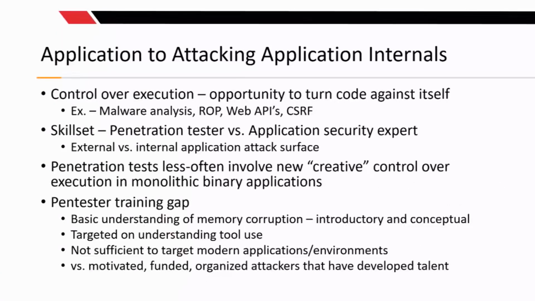And so we have control over execution, and as an application developer, if you're looking at a monolithic application, your goal is to gain code execution, and or to otherwise turn code against itself. A ROP chain is your classic example of that. If you're doing malware analysis, oftentimes you'll be instrumenting that binary. If you're at a higher level of abstraction, looking at web APIs, you're writing code to call those web APIs directly to do interesting things. CSRF, you're making somebody else's browser do those things.